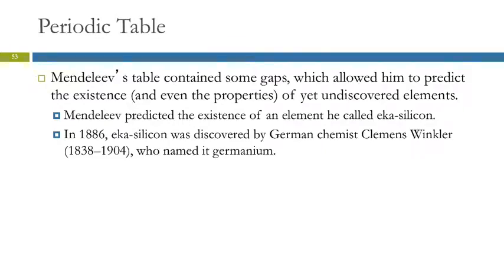The table that Mendeleev made had some gaps in it. And he predicted that elements would be discovered to fill in those blanks. He even predicted the properties of those elements. He predicted an element he called eka silicon. Eka is just a prefix that means below. So it would be below silicon in the periodic table. And sure enough, in 1886, it was discovered by a German chemist who named it germanium after his home country of Germany.